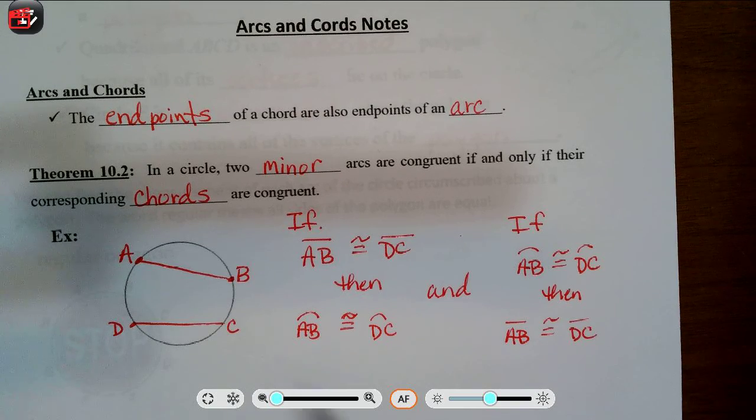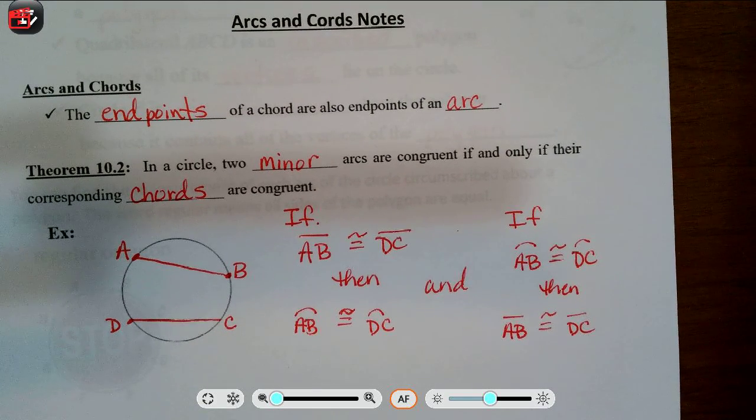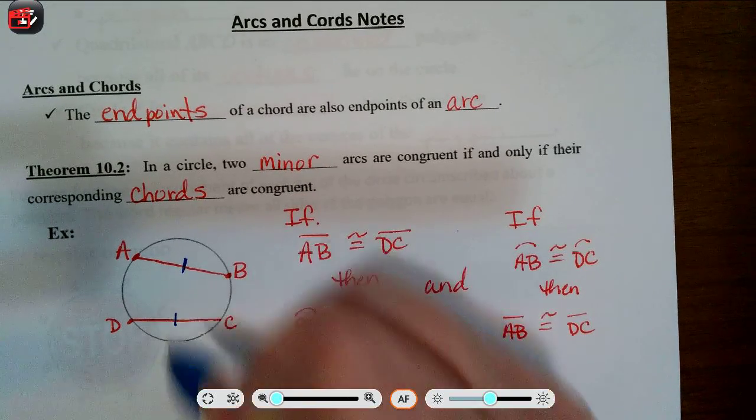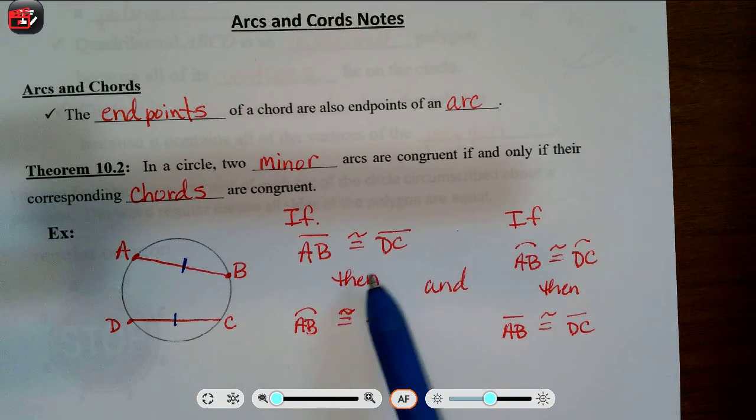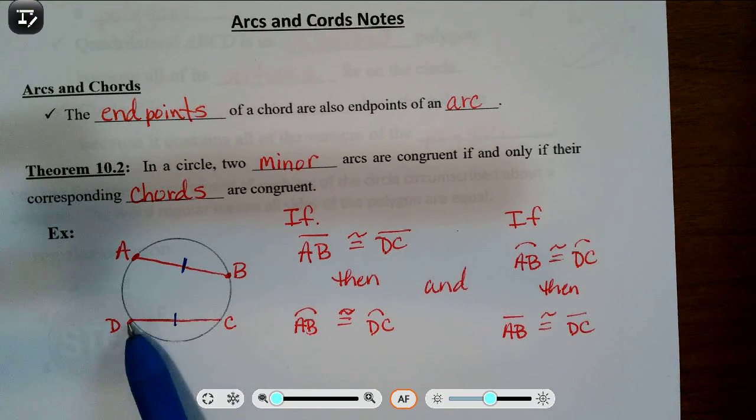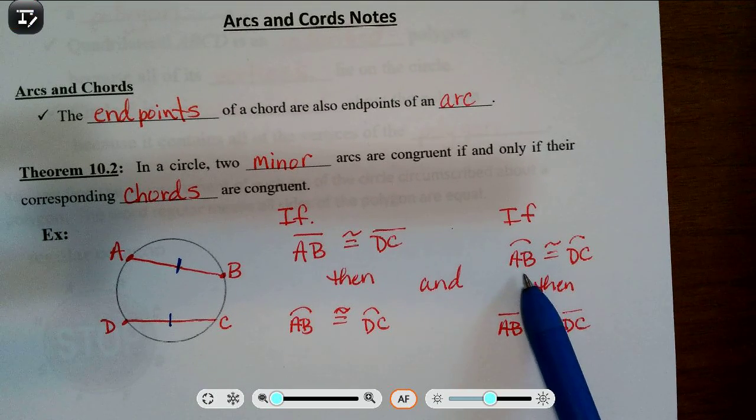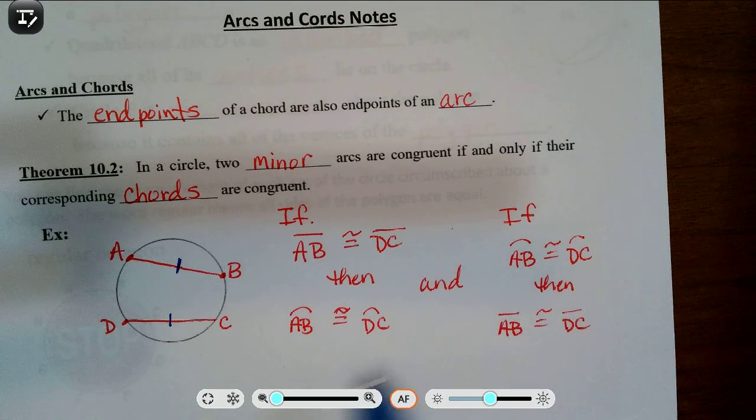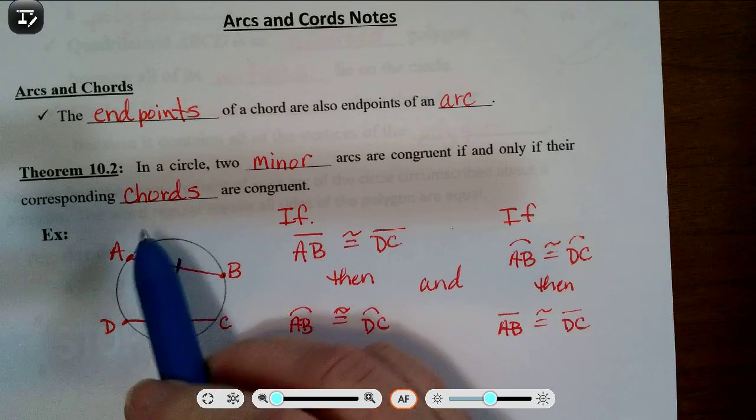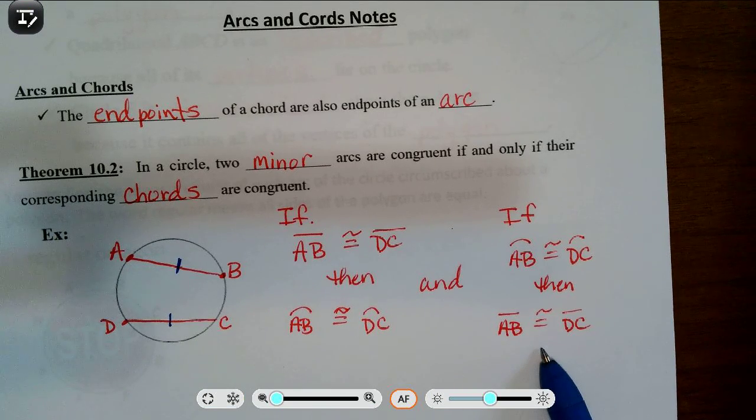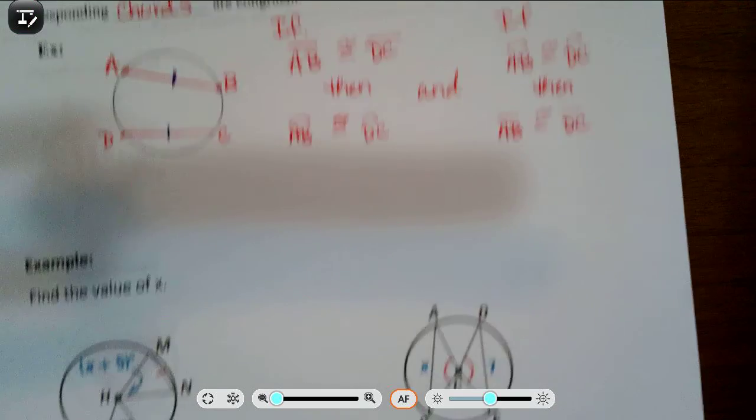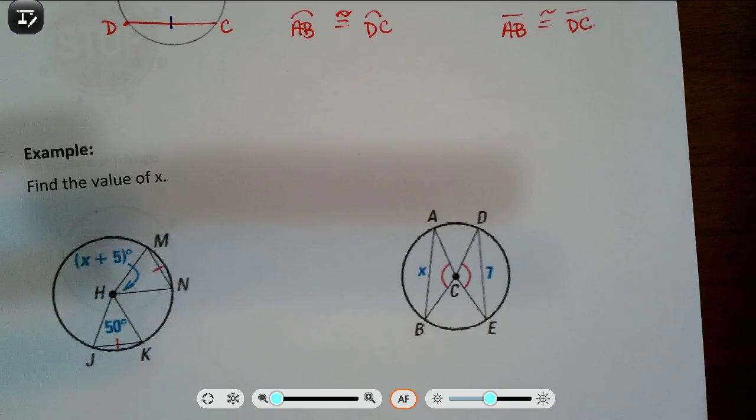Now there's a theorem that states, in a circle, two minor arcs are congruent if and only if their corresponding chords are congruent. So what that means is if segment AB is congruent to segment DC, then the arc AB is congruent to the arc DC. This also works vice versa. If arc AB and arc DC are congruent, then their chords are also congruent. So let's look at an example on how to use that theorem.